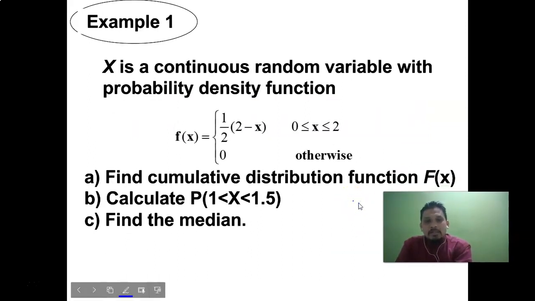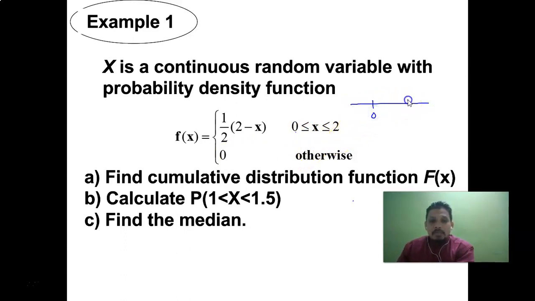So X is a continuous random variable with probability density function as given here, f(x) equal to 1 over 2 times (2 minus x) for the domain of x from 0 until 2, and 0 otherwise. So from x equal to 0 until x equal to 2, the function given here is 1 over 2 times (2 minus x). The rest of this is 0. So find the cumulative distribution function F(x).